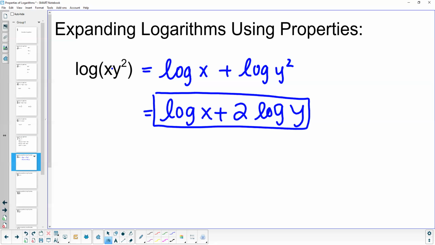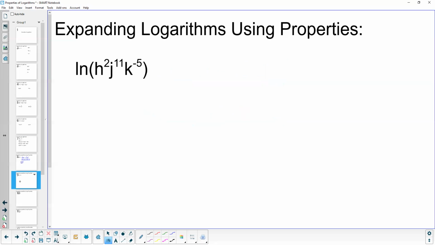So you can see that we used both the product and the power property in order to expand this. And you can use them in whichever order you would like. I typically like to use my product or quotient property first and then apply my power property later. So let's take a look at a couple more examples here.